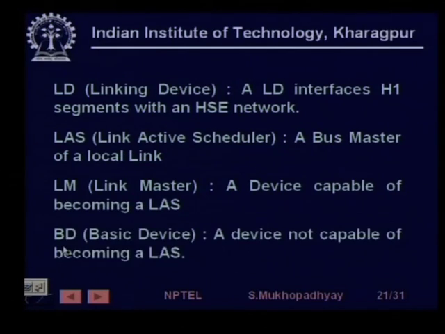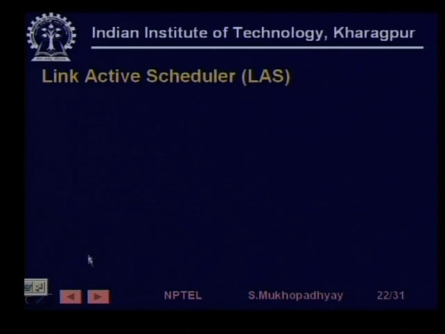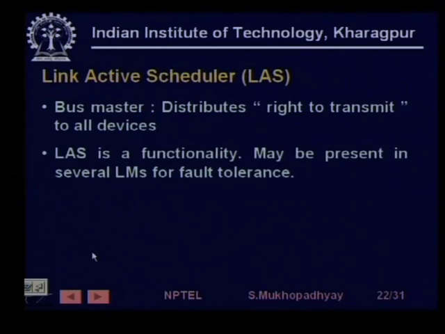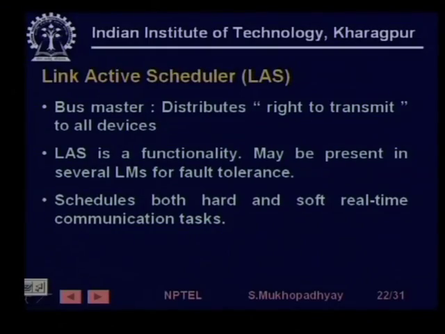Link master, that is what I said. BD is basic device, a device not capable of becoming a link master. So, link active scheduler is, as I said, a bus master which distributes the right to transmit to all devices. It is actually a functionality, some software which may be present in several link masters for fault tolerance, and it actually does the scheduling of the various soft and hard real time communication tasks.